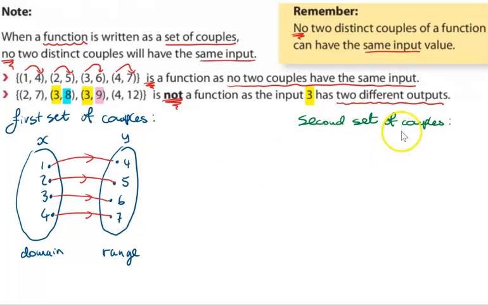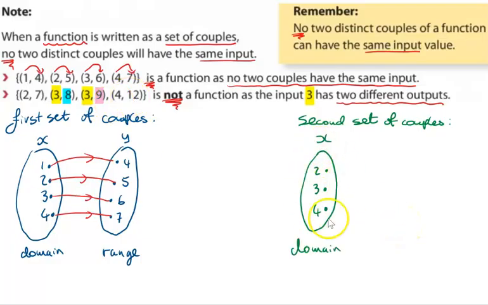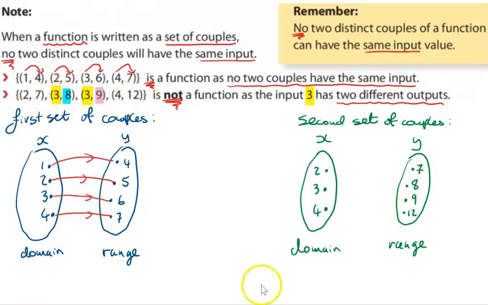Our second set of couples, so we've got (2, 7), (3, 8), (3, 9), (4, 12). So we've got our x values, which is our domain or our input. So we've got 2, 3, and 4. We don't need to write the 3 twice. So we're just going to have 2, 3, and 4. And our y values, our range or our outputs, is 7, 8, 9, and 12.